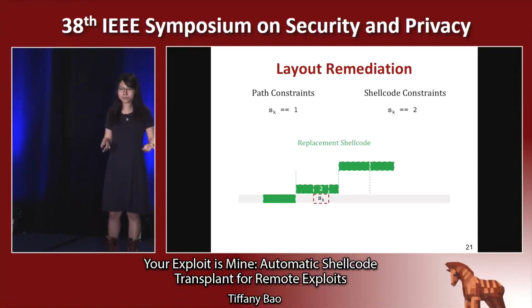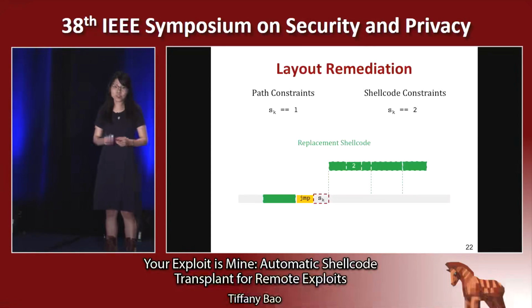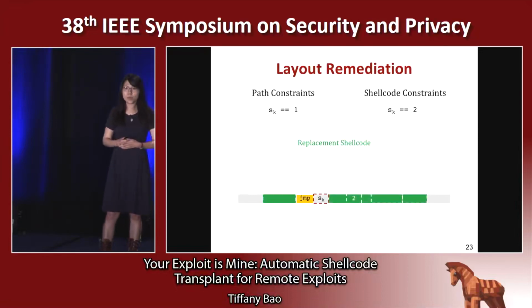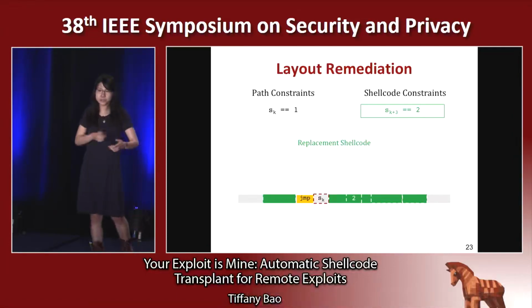What are we going to do? We're going to try to find a jump instruction located after the first instruction and see if the jump instruction fits with the original layout. And if it does, we will continue locating the rest of these instructions. And in the end, we finish all the allocation for those instructions. In this way, we change the shellcode constraints from sk is equal to 2 previously to sk plus 3 is equal to 2, because we move the position of the second instruction.